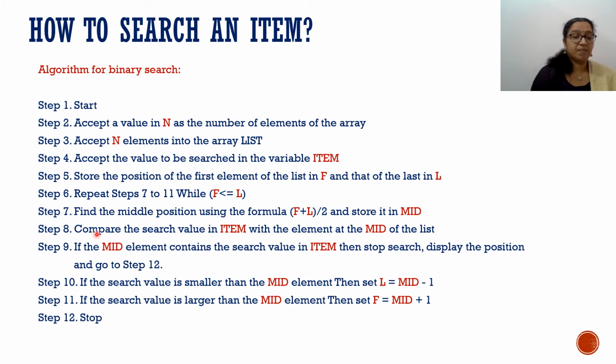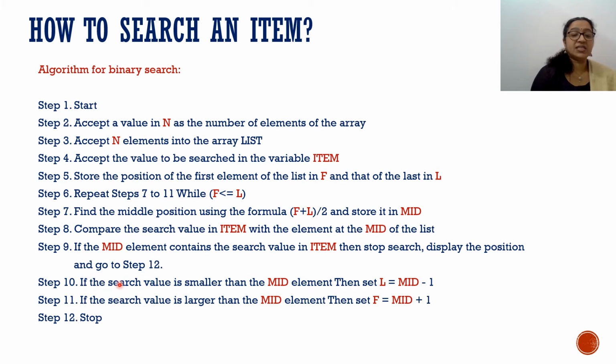Now step 8. Compare the search value in item with the element at the mid of that list. So we want to compare the element in the middle position with item. Now step 9. If the middle element contains the search value in item, then stop the search. So if we got it the first time itself, we can stop searching and display the position and go to step 12. That means we are ending the program.